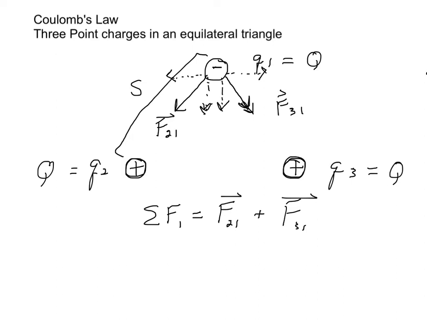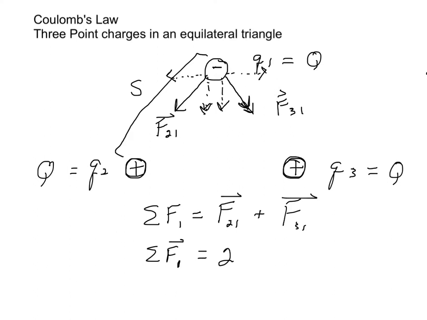But those F21y, F31y, they're going to be equal and in the same direction. And so this problem, because of the symmetry, becomes simple. The net force on charge 1, and I'll save the details. If you need help, come and see me, is going to be 2 times either y component, since they're equal.